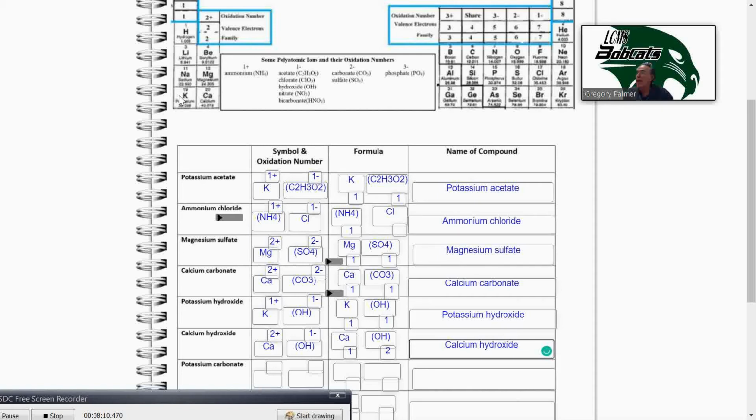Okay, the next one says we're doing potassium carbonate. If you look on the periodic table here, potassium is in family 1 with an oxidation number of 1. And the carbonate is right here. It's CO3 with an oxidation number of 2 minus.